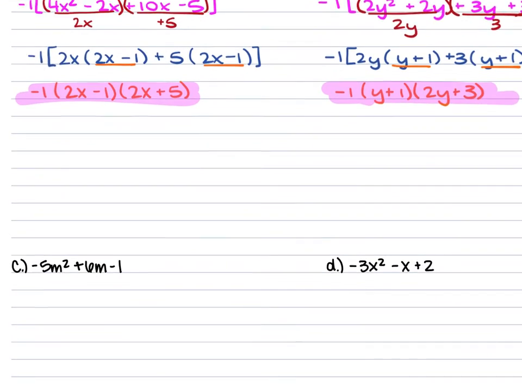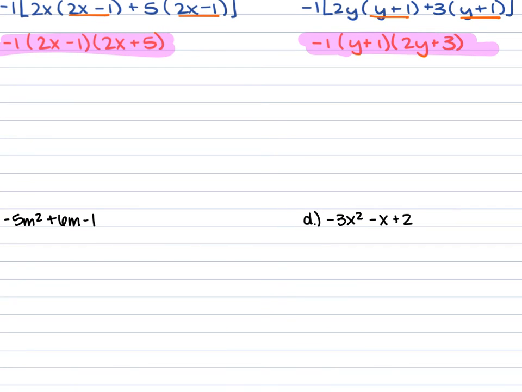All right, so for example C, we are given negative 5m squared plus 6m minus 1. So again, we are going to factor out a negative 1 to give ourselves negative 1 times 5m squared minus 6m plus 1. We are going to multiply the 5 and the 1. We get positive 5, not 6. The factors of 5 that add up to be a negative 6 are negative 1 and negative 5.